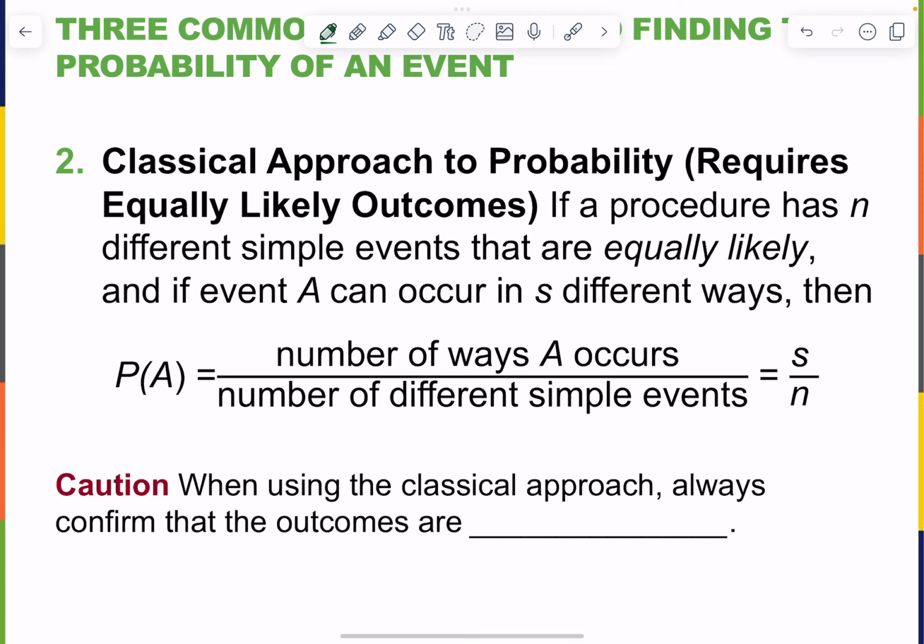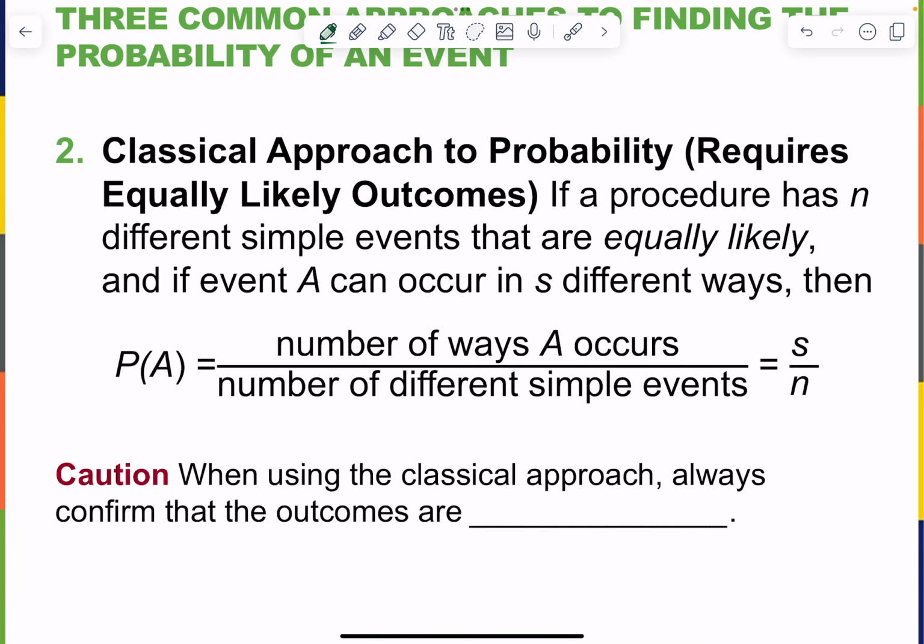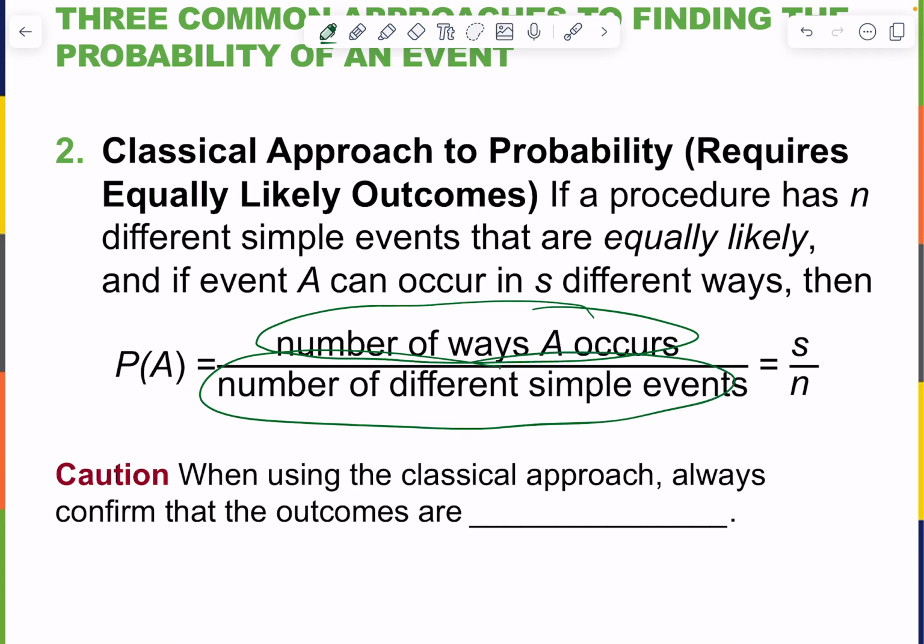So if the procedure has n, then you can count the number of ways. So it's the same thing, the number of ways that A can occur versus the number of different simple events. So the size of the sample space. Okay, caution. When using the classical approach, always confirm that the outcomes are equally likely. Don't assume that they're equally likely. You need to support that with some sort of rational argument.